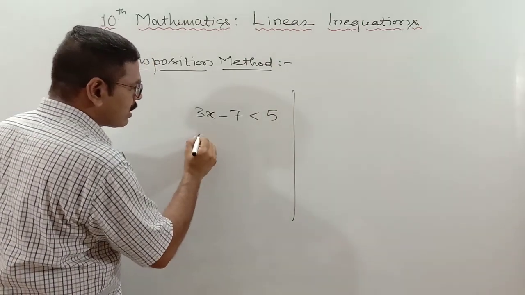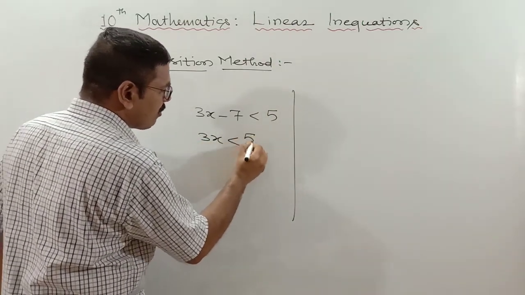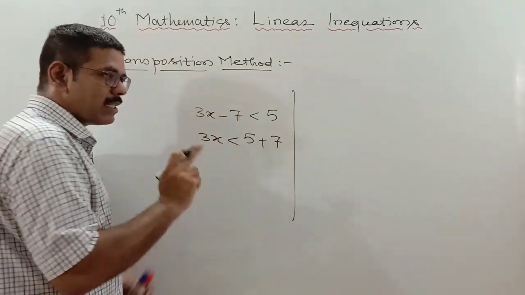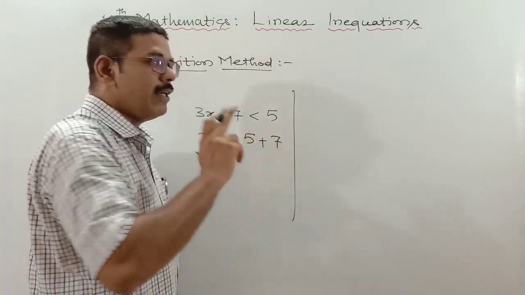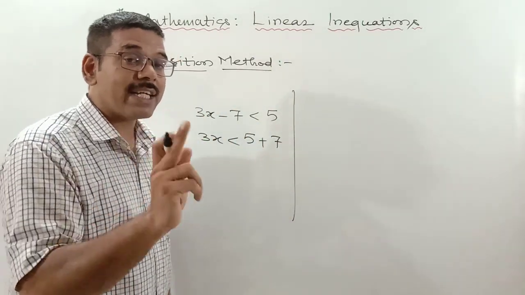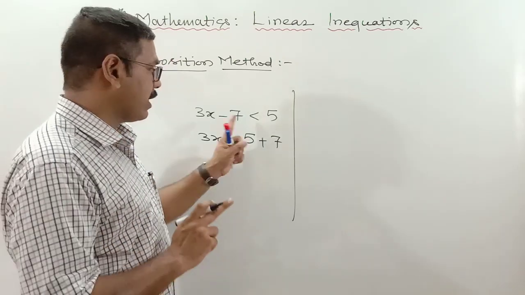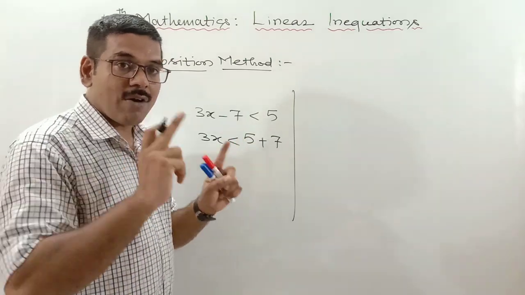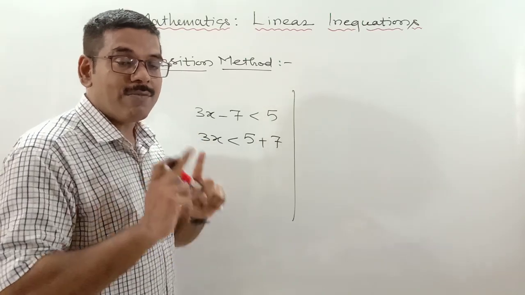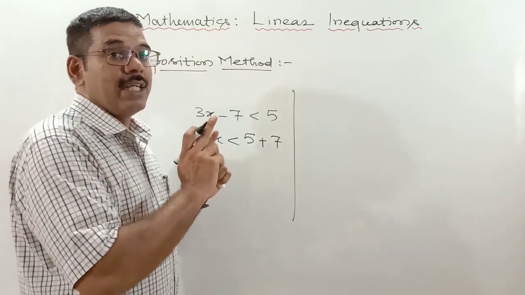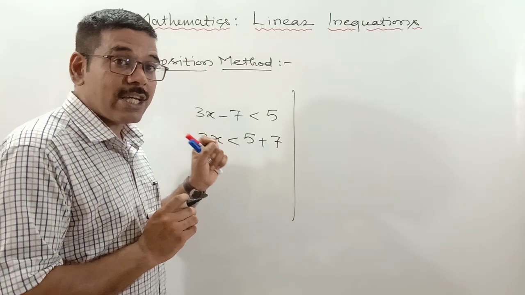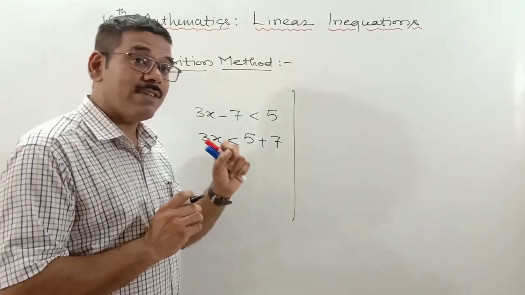So what we'll do is 3x will be less than 5 plus 7. This minus 7 will be transposed here. It will react like the equal to sign. Is it clear? Transposition of any positive number will take place as it takes place in equations. Equations में जैसा होता है वैसा ही यहाँ होगा.